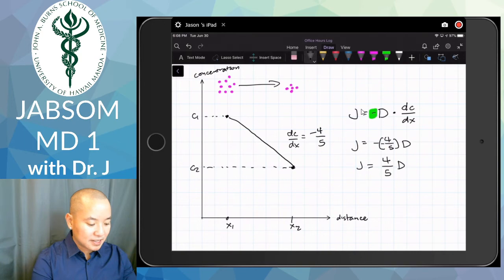And this is what happens here. Because you have positive J, that means diffusion will occur in this direction. That's why you have the negative: because it's a negative slope, you are seeing diffusion from high to low concentration. So that negative sign is also very important.